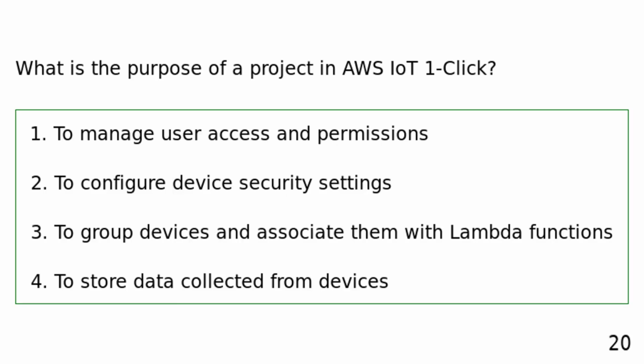What is the purpose of a project in AWS IoT one-click? To manage user access and permissions. To configure device security settings. To group devices and associate them with Lambda functions. To store data collected from devices.